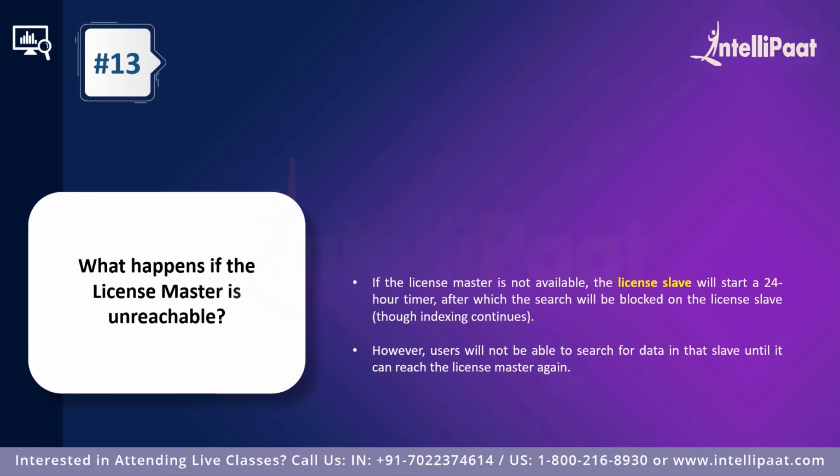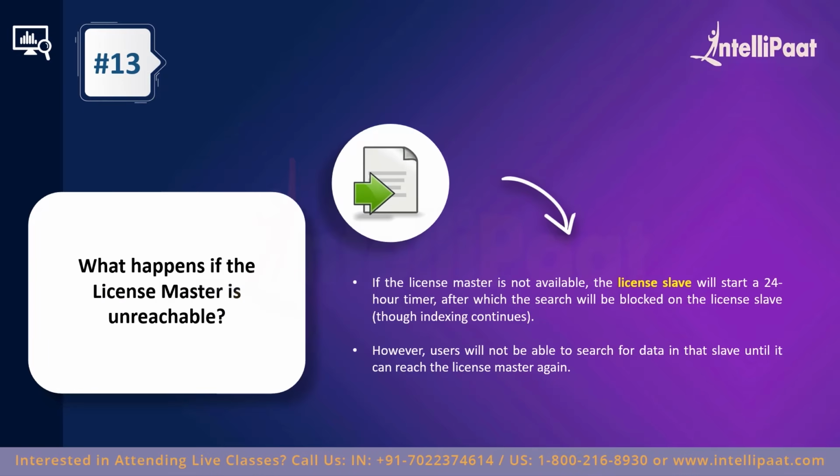And then coming to the 13th question, it states, what happens if the license master is unreachable? Well, one thing for sure is that when the license master is not available, there is a slave in place. What it will do is that it will start a 24-hour timer, and after this 24-hour time ends, all the searches will be blocked on the particular licensing slave. But if the searches stop, you might be wondering, does indexing stop? No, the indexing can continue, but searching is blocked for that particular time when using the license slave. But then if you're wondering about how users can search the data for that slave, well, in that particular case, until you actually have the license master, the users will not be able to search for the data in the slave license. So that is one very important point that you definitely should mention.